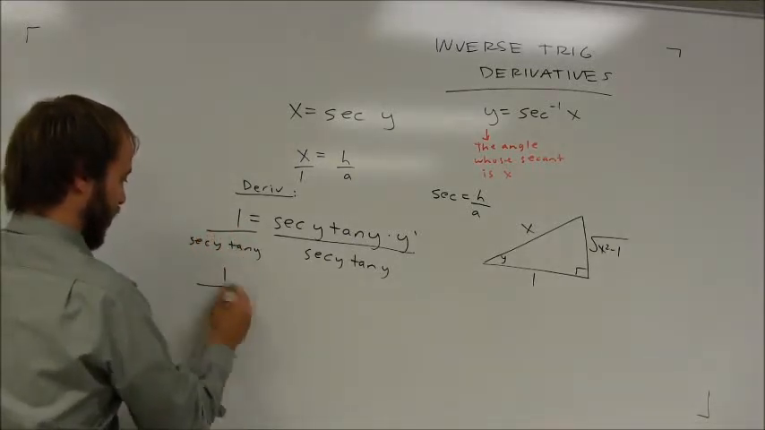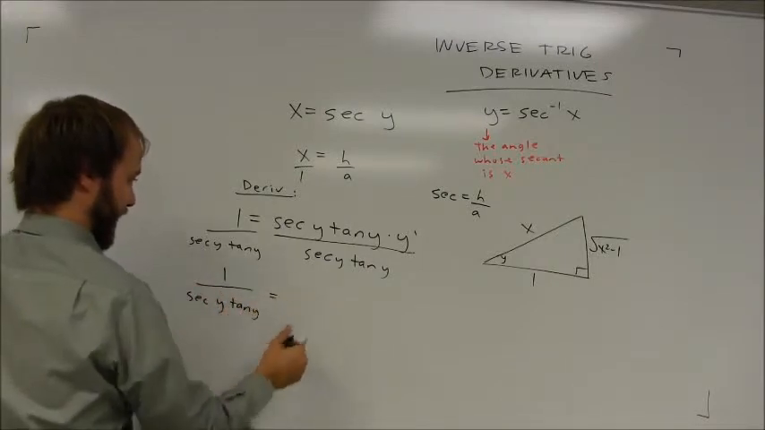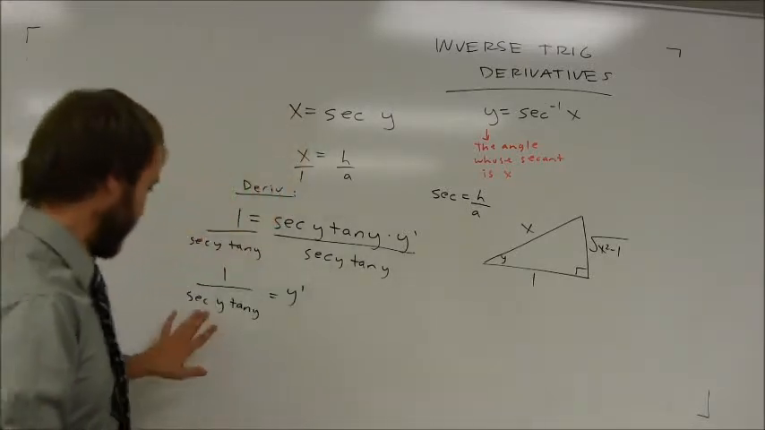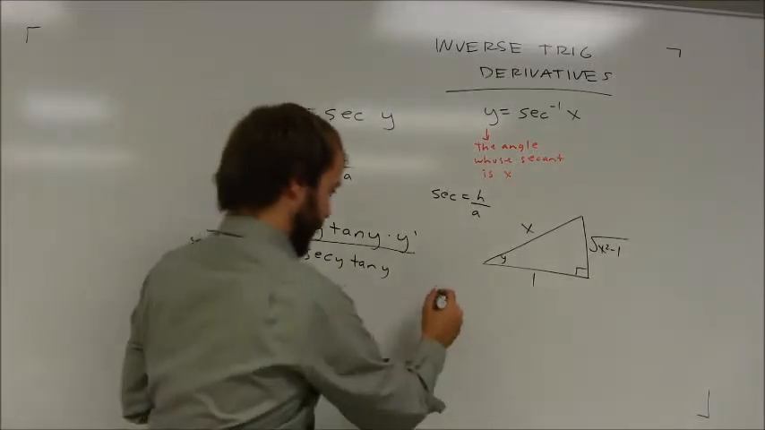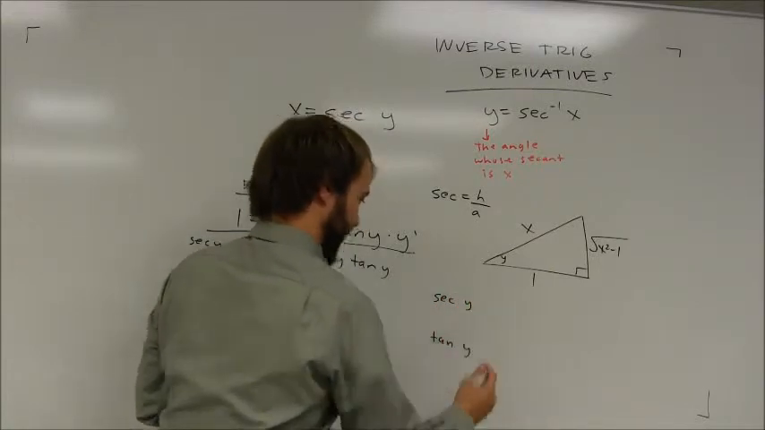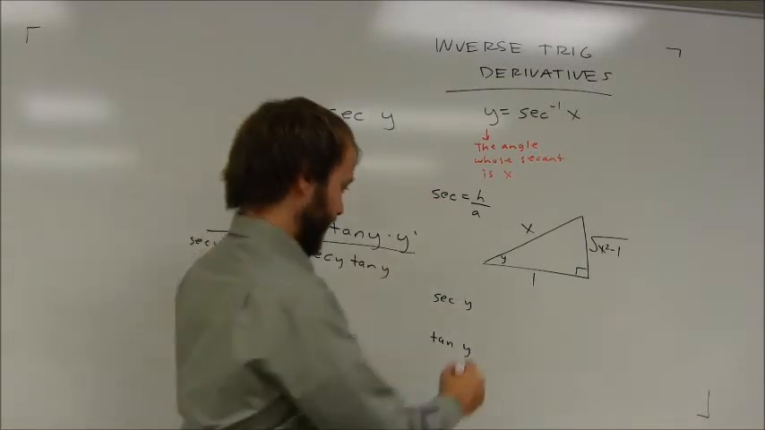And I'm going to end up with 1 over secant y, tangent y, equals y prime. Again, I've got to make a substitution. This time I have two values I need to replace. So I need to figure out what the secant of y is, and I need to figure out what the tangent of y is. Well, secant is the hypotenuse over the adjacent side.